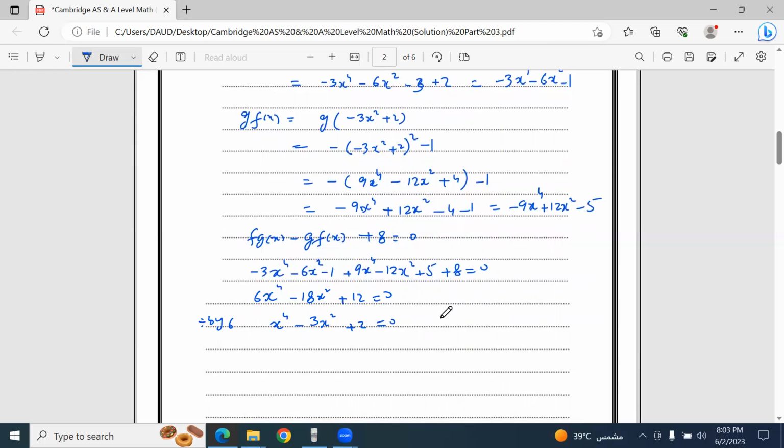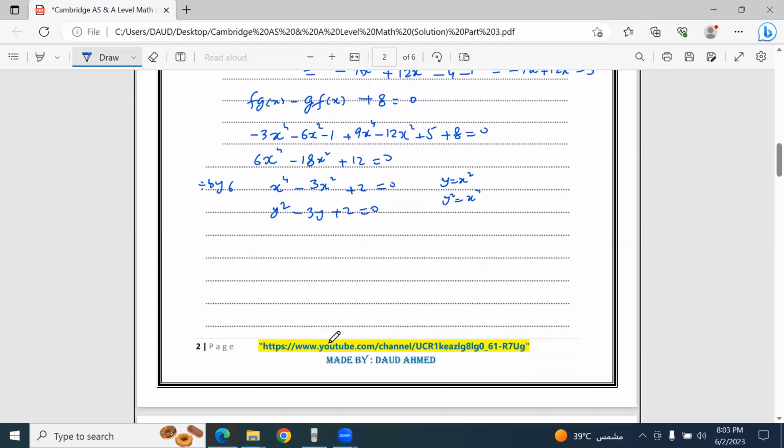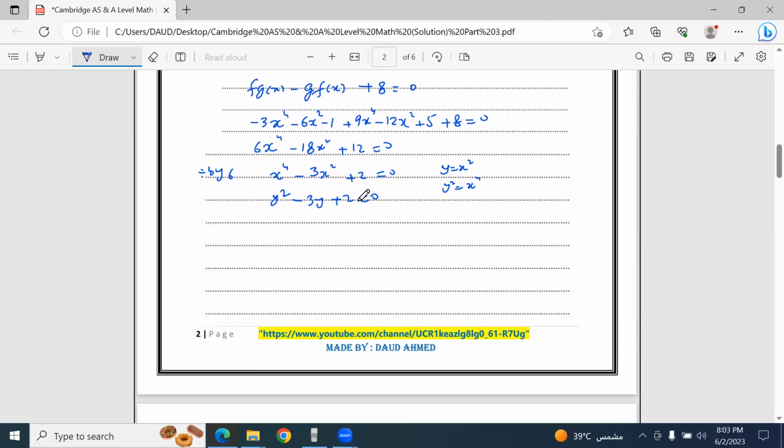We will consider y is equal to x squared, and then y squared is equal to x power 4. It means this becomes what? y squared minus 3y plus 2. After this, we can think about the factorization concept. Our product is 2, and if we add, it must be minus 3. Means minus 2 and minus 1 will work.